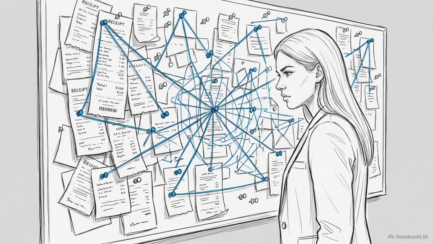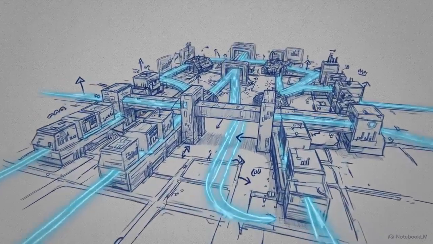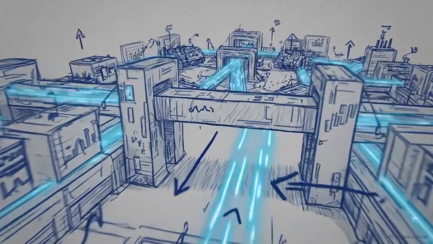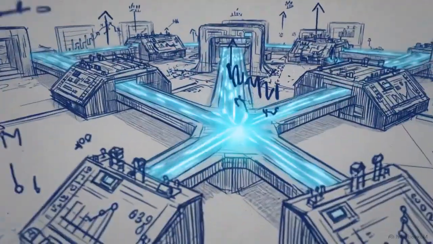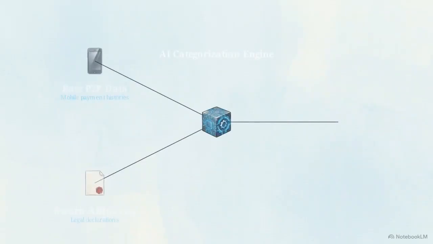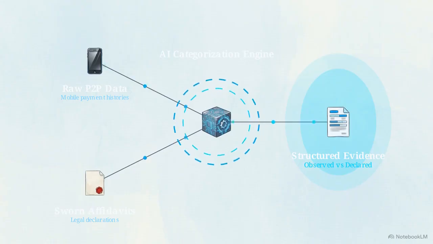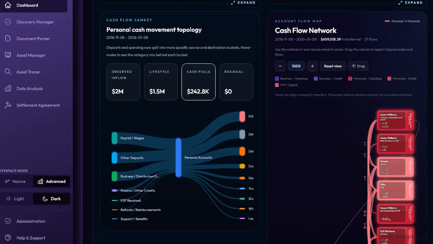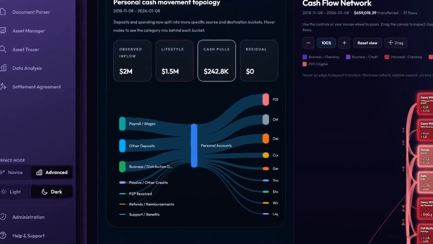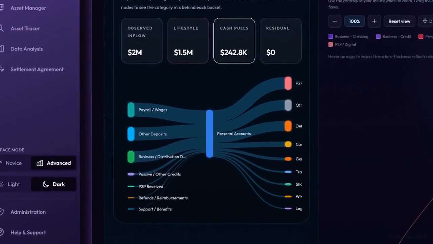For family law attorneys and paralegals dealing with disjointed evidence, we zoom in to the spouse view, a targeted analysis layer built strictly for tracing flows through messy data. To understand how this works, look at the data extraction flow. You feed raw P2P app histories and sworn financial affidavits into the system, and the software's AI categorization engine processes them to actively hunt for discrepancies. The result is this personal cash movement topology chart.